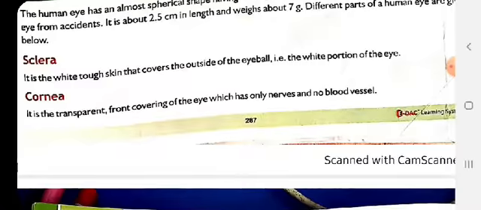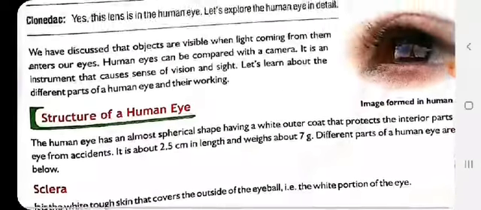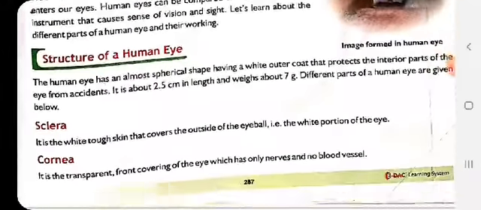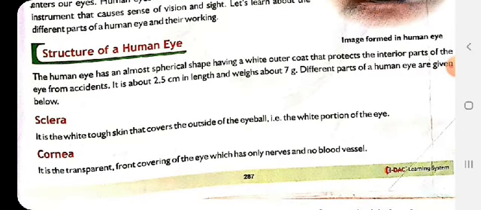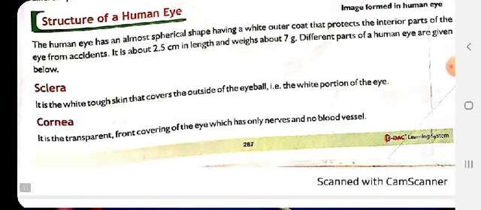So first is sclera. Sclera is a whitish part that you see on the outside of the eyeball, the white portion of our eye which is visible to us from outside, that is sclera part.